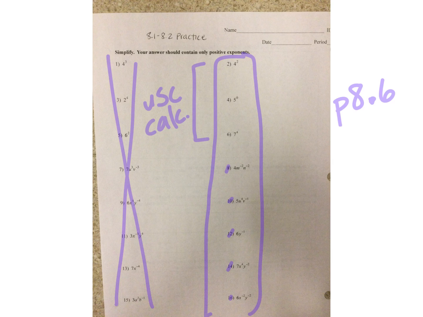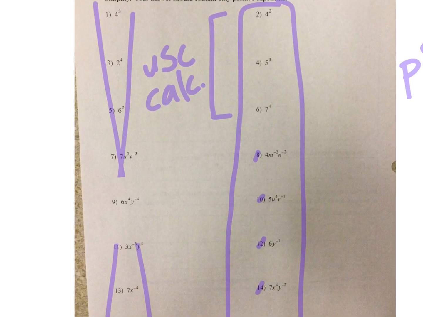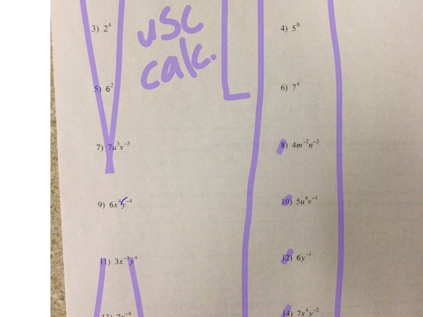So let me do one over here to give you an example. I'm just going to do number 9 to show you. So my illegal part is this y to the negative 4. So I'm going to keep the 6x to the 4th power on top, and the y goes to the bottom and the 4 becomes positive. So that's what you're going to do for 8, 9, 10, 11, 12, whatever. 8, 10, 12, 14, 16. When you're done, flip over to the next page.